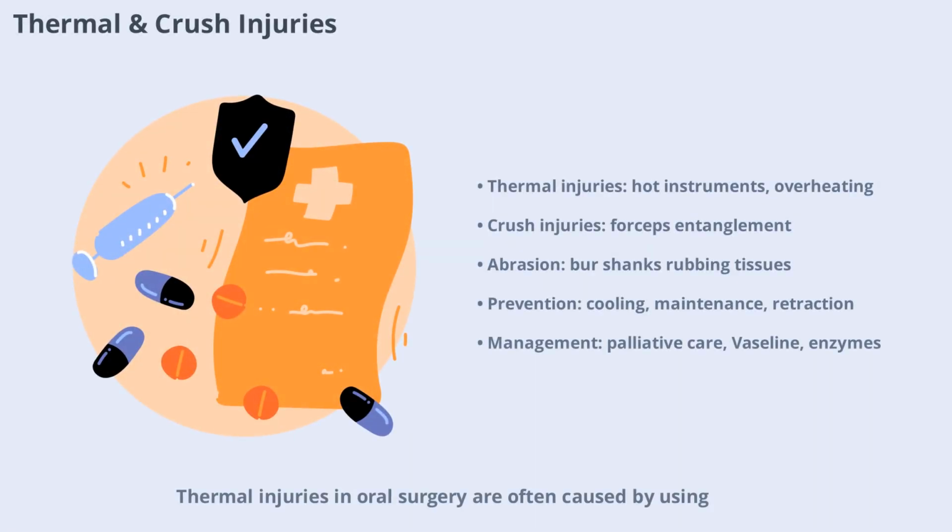Thermal injuries in oral surgery are often caused by using hot instruments straight from the autoclave or by handpiece overheating. Crush injuries occur when lips or cheeks get entangled in forceps during molar extractions, while abrasion injuries result from long burr shanks rubbing against soft tissues. Prevention includes cooling instruments in saline, regular maintenance of rotary tools, and adequate soft tissue retraction.